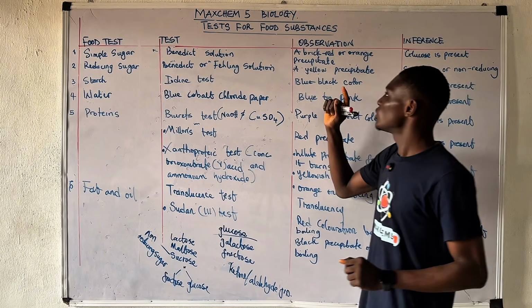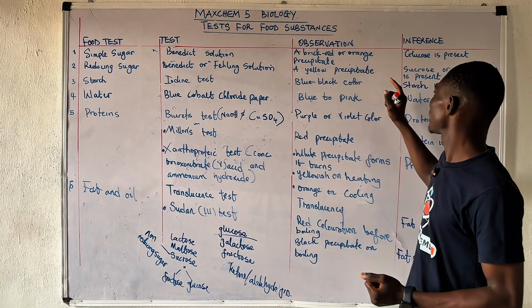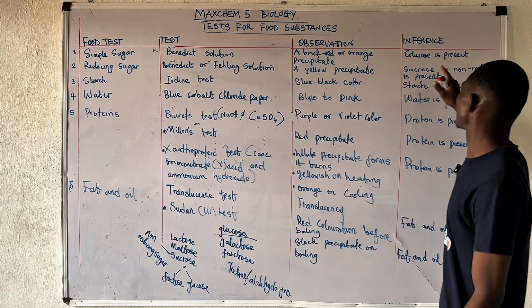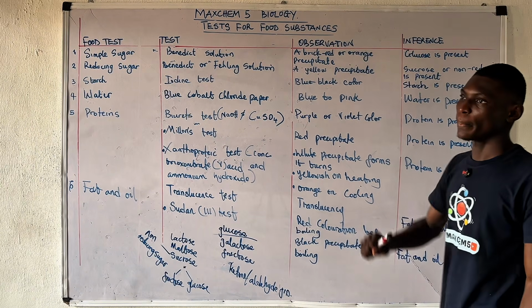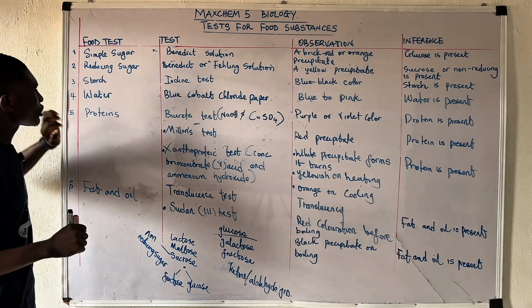On boiling, you observe a yellow precipitate, and that indicates the presence of sucrose or a non-reducing sugar. So that is the test for reducing sugars. Let's move to starch.